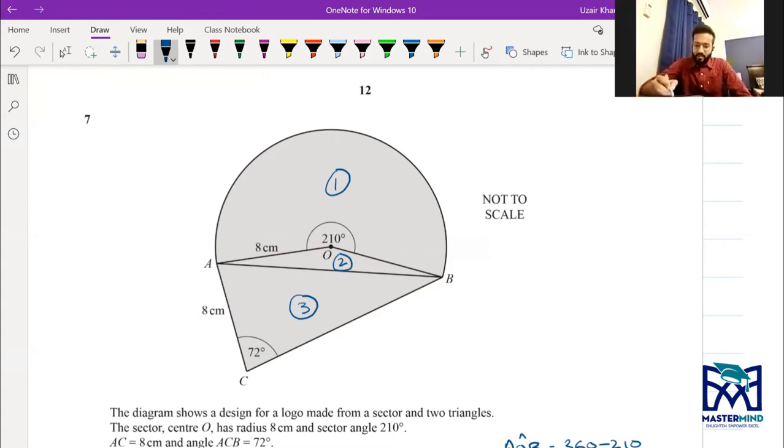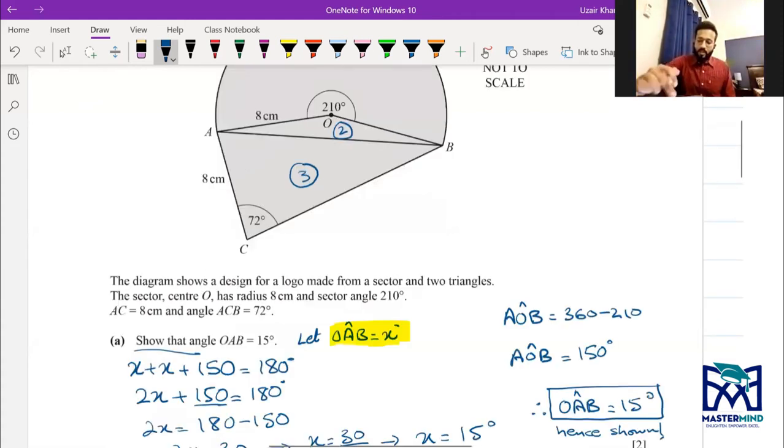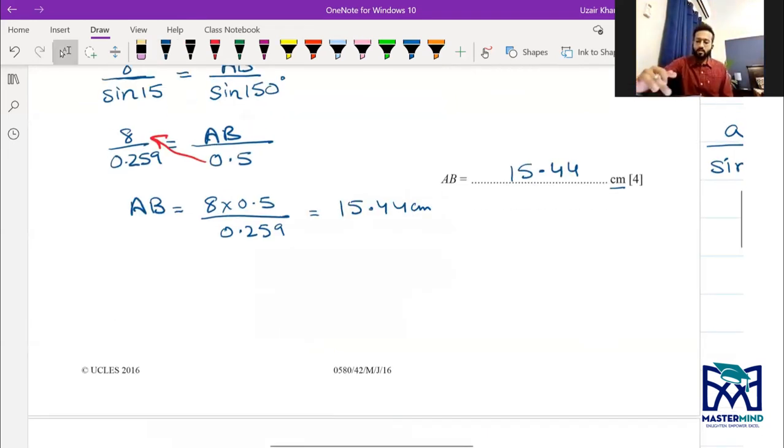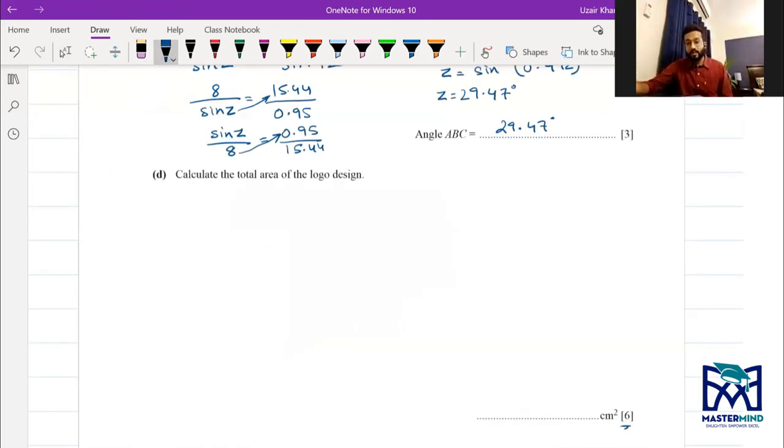Now in order to find the area of the whole shape, I need to find the areas of these shapes individually: shape number 1, the sector, triangle number 2 and triangle number 3. I need to find the areas of these shapes separately. If we go back to the question, it looks like a lot of work for one part, so it's also good to check how many marks it's worth. It's actually worth 6 marks, which means it's justified because it requires a lot of work.